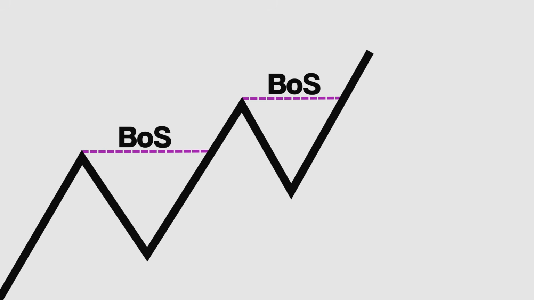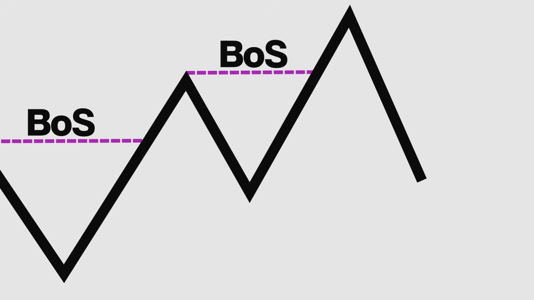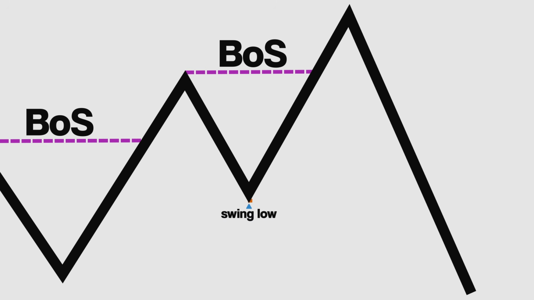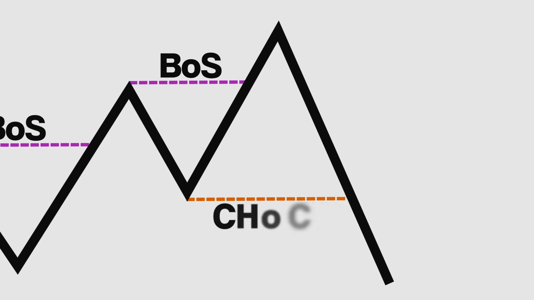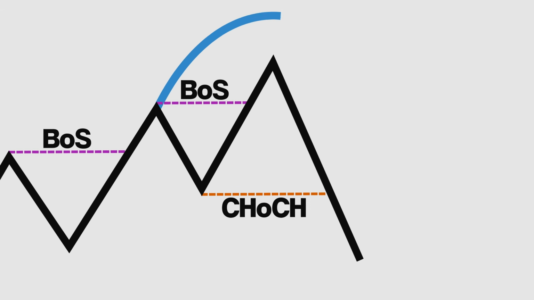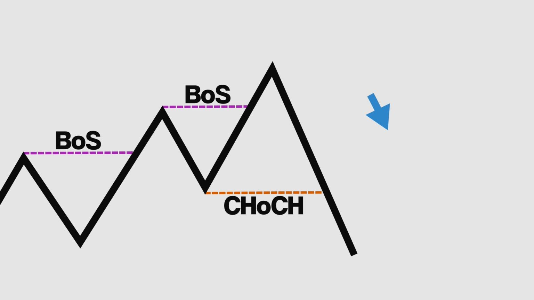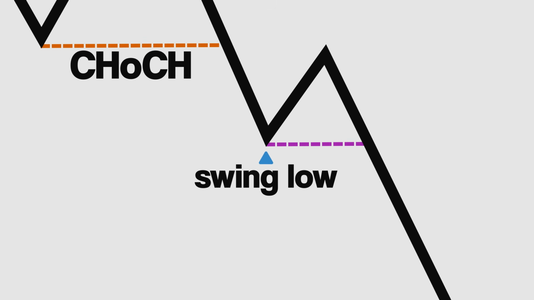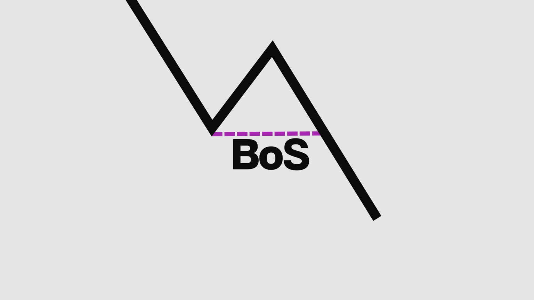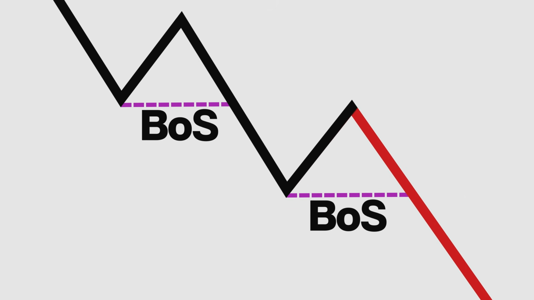But now look at the next move. Instead of going higher, price starts moving down towards sell-side liquidity, and it breaks below the previous swing low. This is what we call a change of character. It tells us the trend is shifting from bullish to bearish. And from this point forward, the market will form breaks of structure by breaking swing lows. In the next example, we can see that price is moving in a downtrend. So now break of structure is formed when price breaks a swing low, moving towards sell-side liquidity.